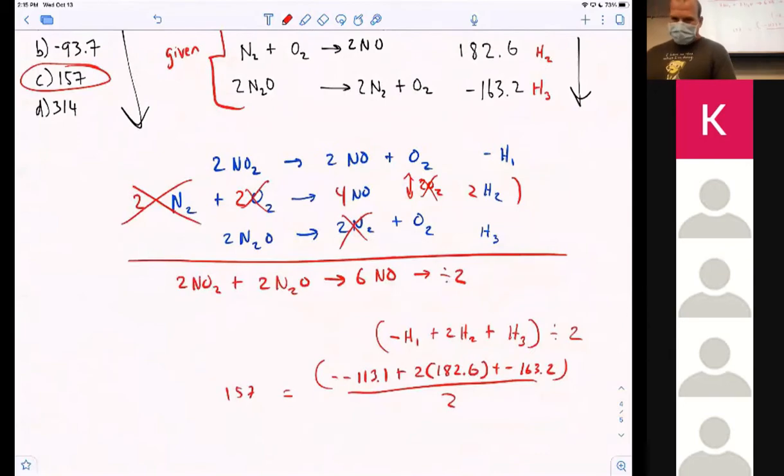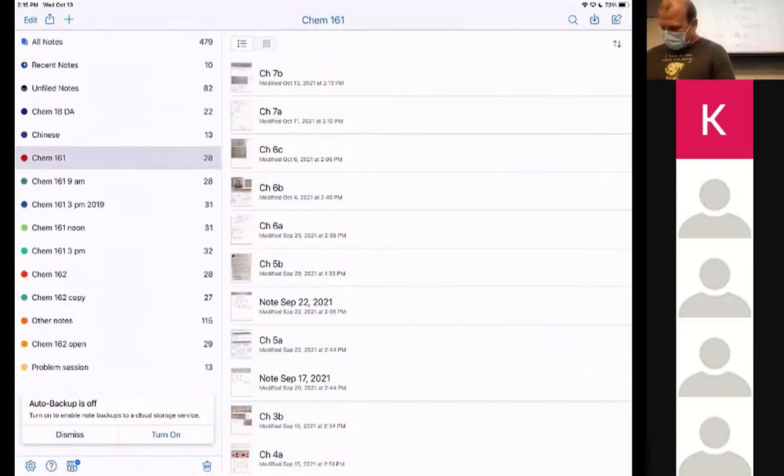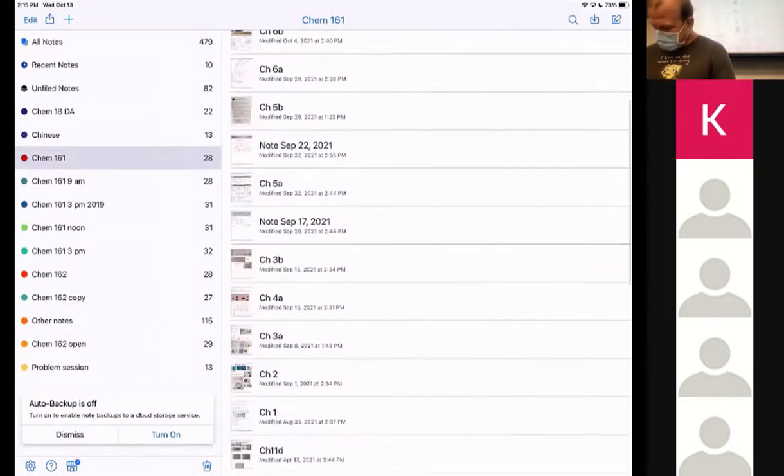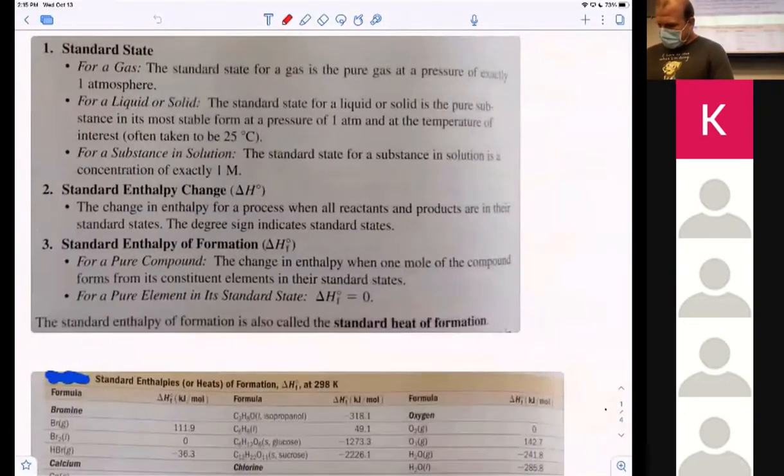All right. Any questions? Anyone? No? All right. Good. I'm glad you got that. Students have a hard time with that. And now on to the last topic, standard states.